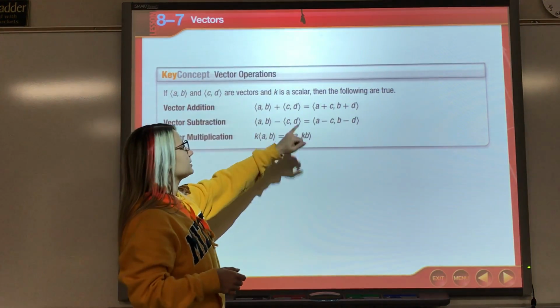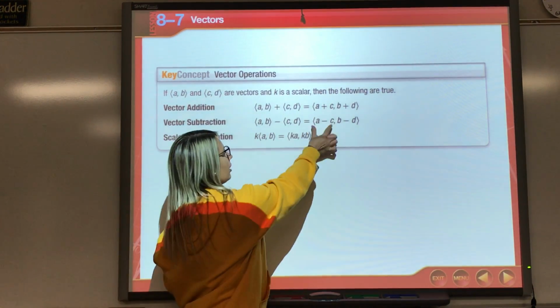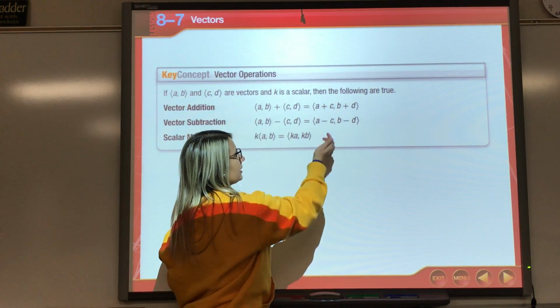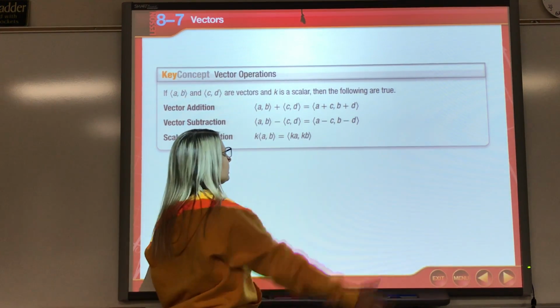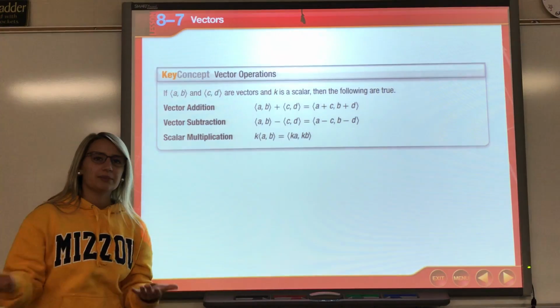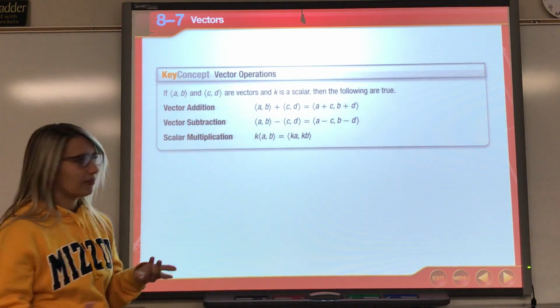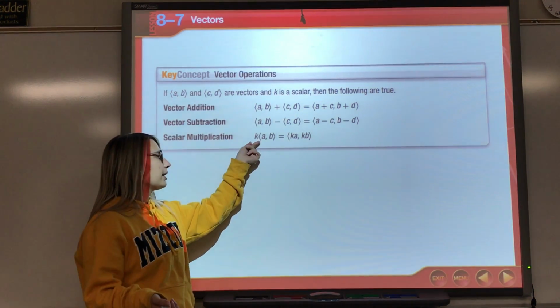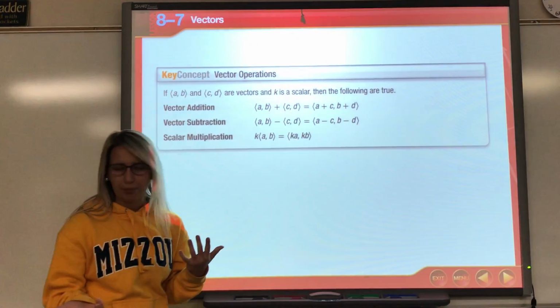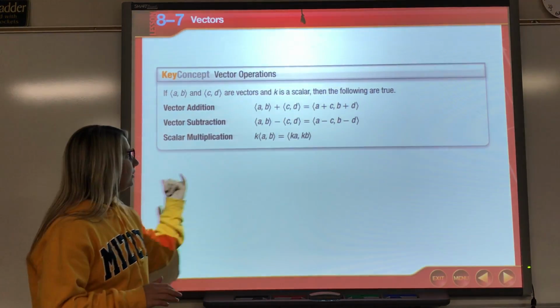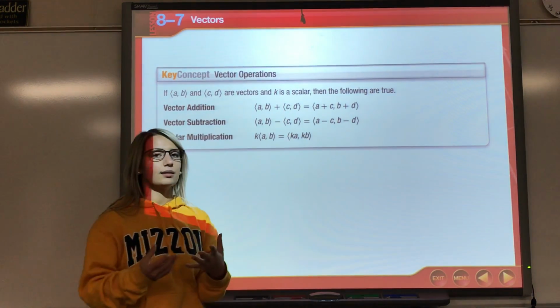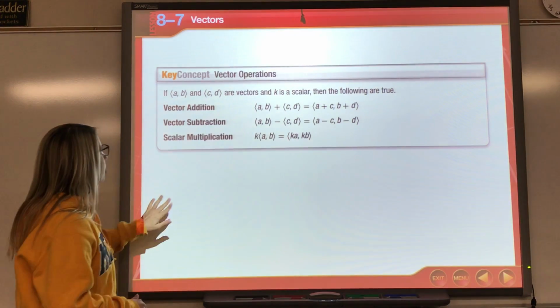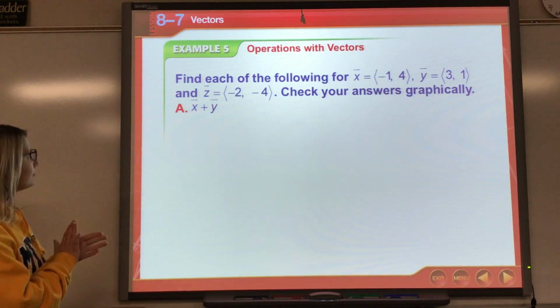Same thing goes for subtraction. If we have A, B and C, D and we're subtracting them, our first point would be A minus C, our second point would be B minus D. Scalar multiplication is very similar to stuff we've already done. If we are multiplying by a scalar, some number usually represented by K, we just multiply everything in the vector by that scalar. So let's apply that.